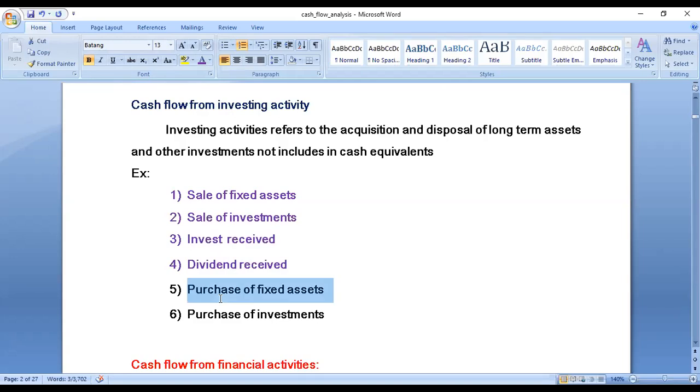Again purchase of fixed assets, this is a negative balance. Purchase of fixed assets, again purchase of investments. These are the investing activities. Sale of fixed assets, purchase of fixed assets, sale of investment, purchase of investment, investment received, dividend received. So these are the investment activities.